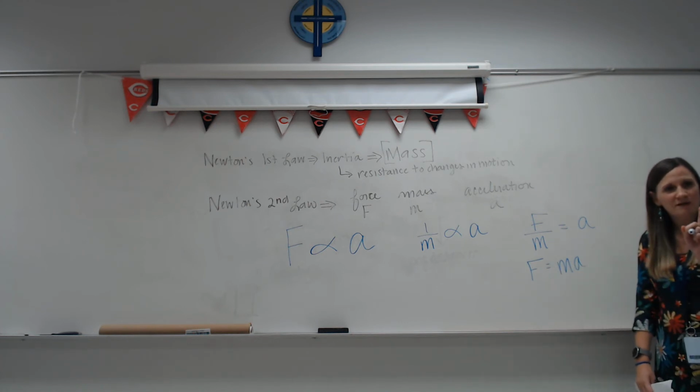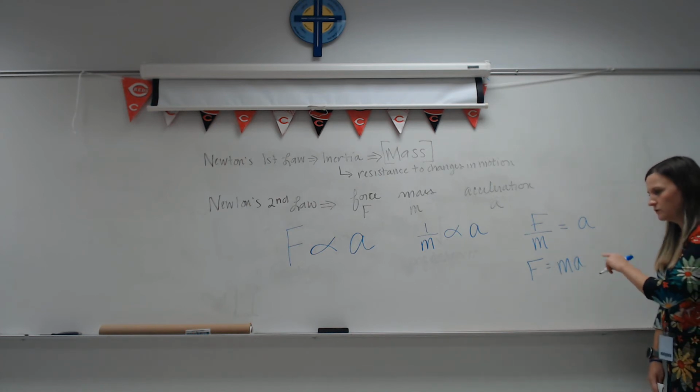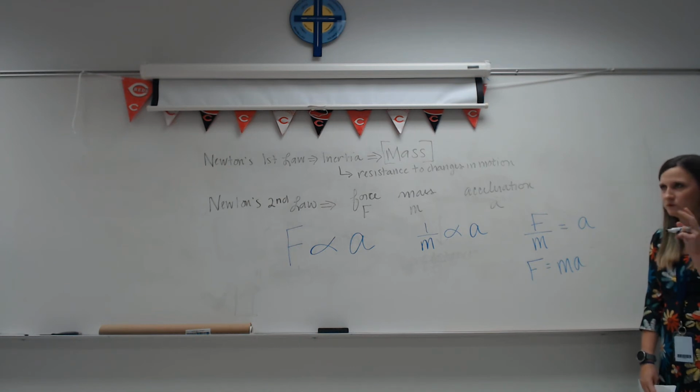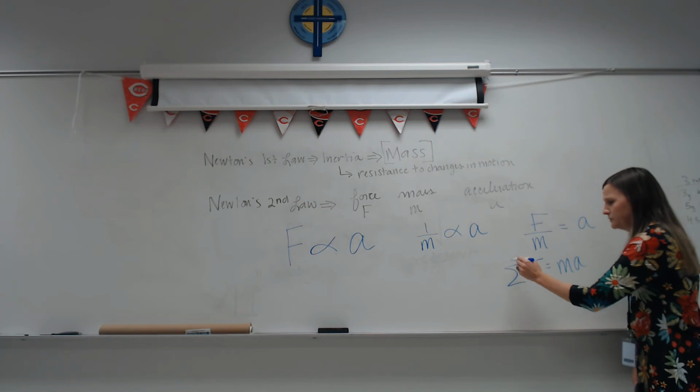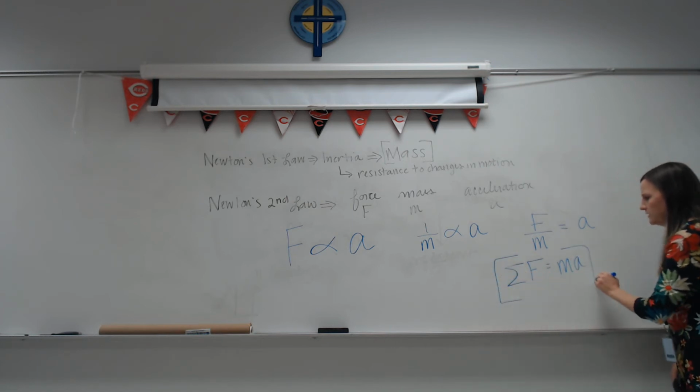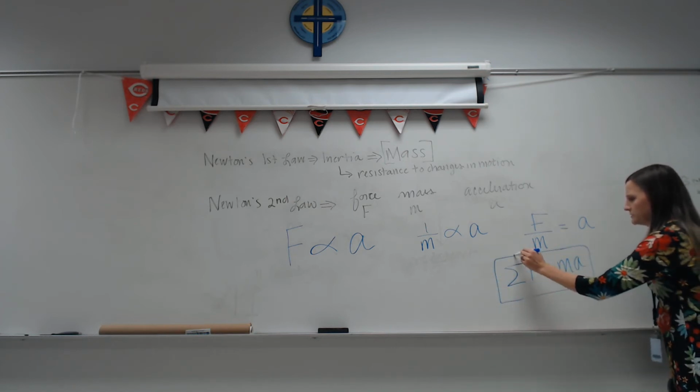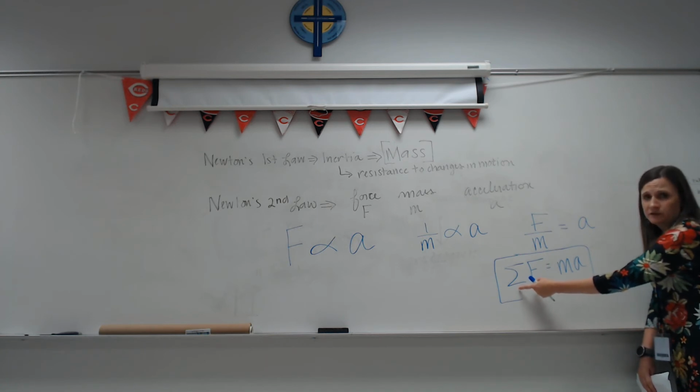Now, I'm going to add one symbol to this equation and write it in its true form, and this symbol is what gives us all of our trouble in this chapter. And that is this symbol. Probably you've seen it before in your math class. Maybe not if you're in Algebra 2 this year. This is sigma, it's a Greek letter.